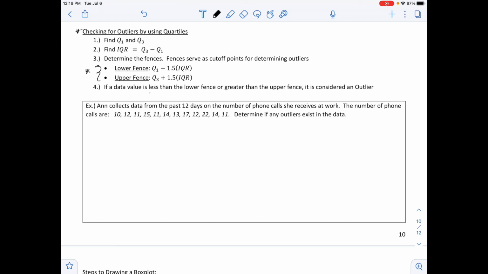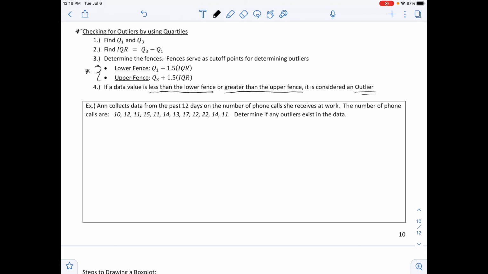If a data value is less than the lower fence or greater than the upper fence, then it is considered an outlier. Think about those fences as keeping all the data values in between them. Anything outside of those fences, smaller than your lower fence or larger than your upper fence, are outliers, extreme data values.